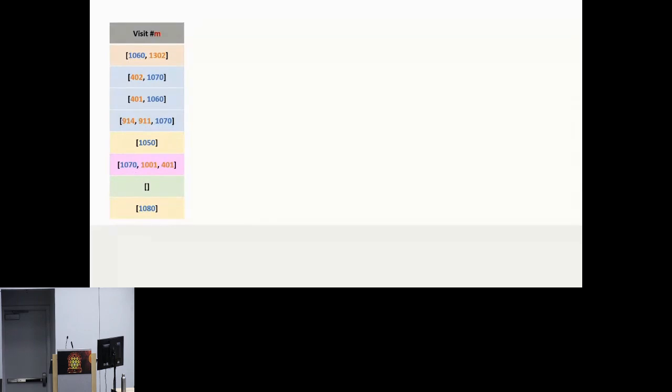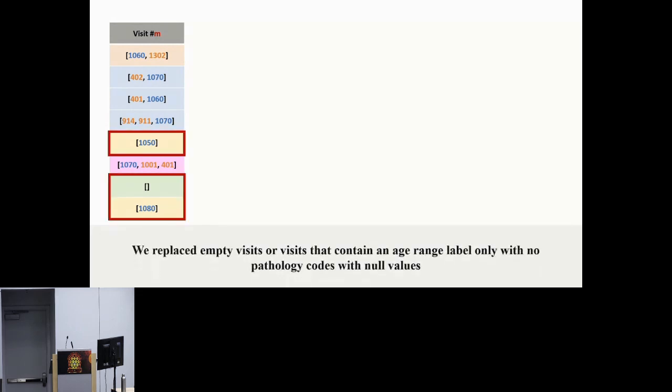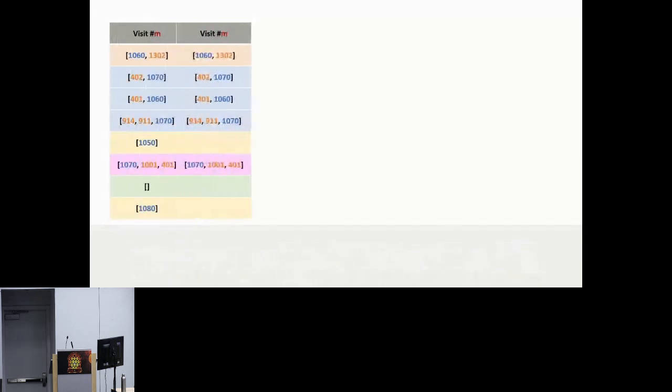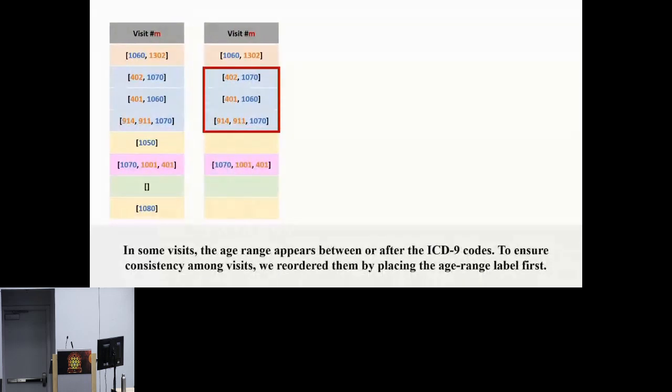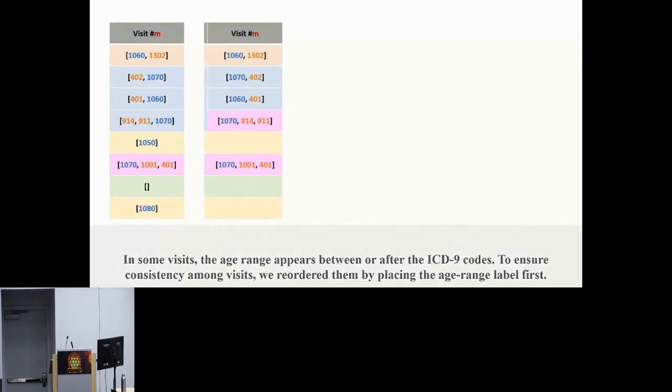Then we iterated through each column, each representing one visit, to perform the following pre-processing tasks. We replaced empty visits, or visits that contain an age range label only with no pathology codes, with null values, as we can see here. In some visits, the age range appears between or after the ICD-9 codes. To ensure consistency among visits, we reordered them by placing the age range label first.